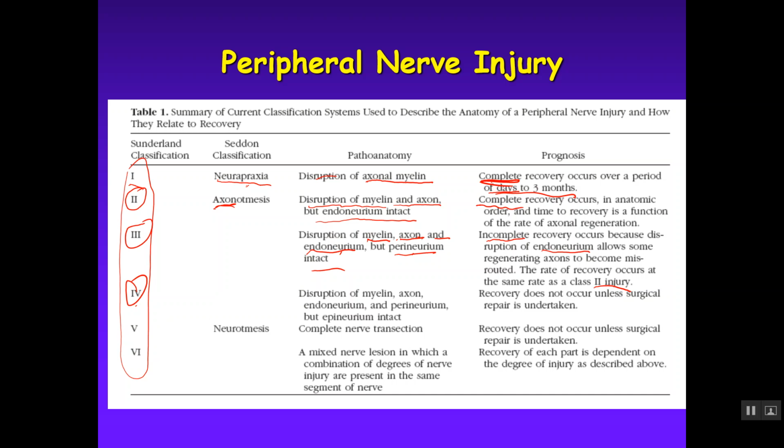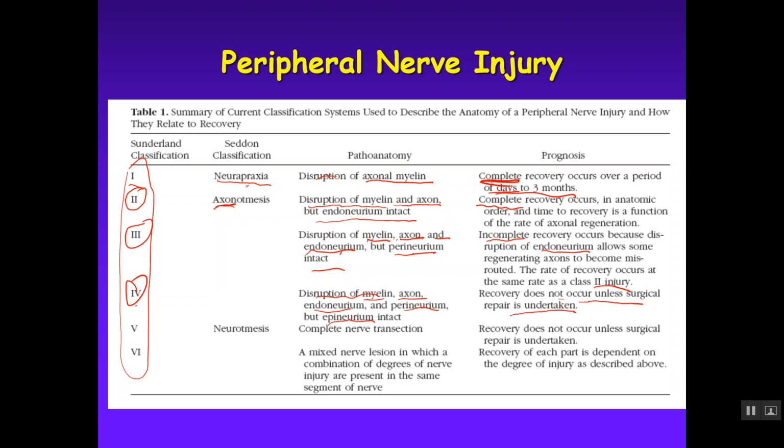And then level 4 is disruption of the myelin, the axon, endoneurium, and perineurium, but the epineurium is still intact. That's the larger, most outer layer, and it is still intact. Recovery does not occur unless surgical repair is undertaken with this one.